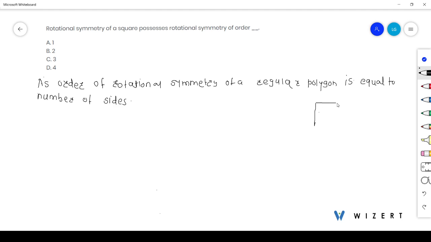Consider a square and it has 4 lines of symmetry and 4 sides. So square possesses rotational symmetry of order 4. Here there are 4 lines of symmetry for square, which cuts this square exactly into half.